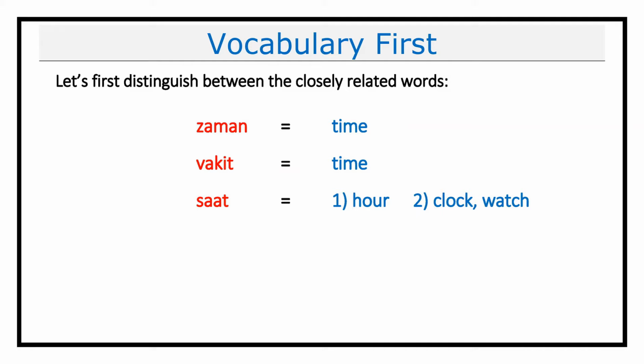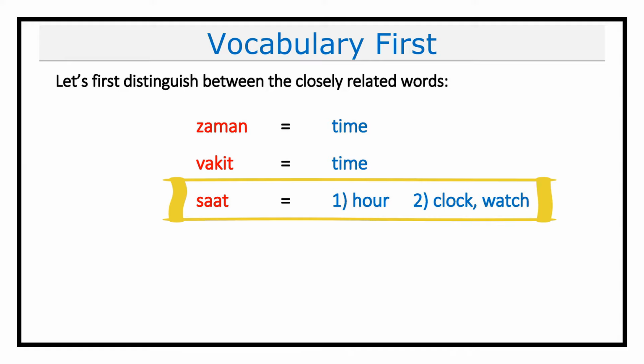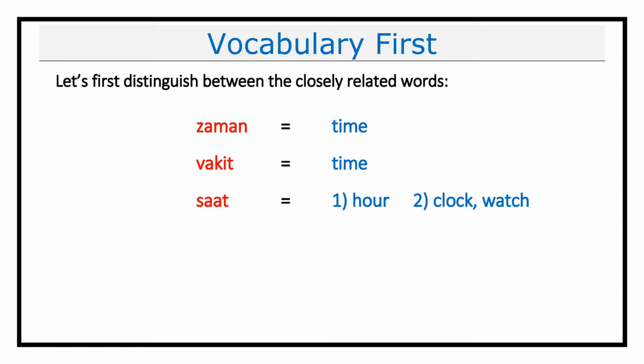Before explaining the rules, let's clarify some vocabulary. When we ask the time in English, we use the word time in the sentence. In Turkish, the word time can be translated either as zaman or vakit, but none of them is used when asking the time in Turkish. Instead, we use the word saat, which has two different meanings. One possible meaning of saat is hour, while the second meaning is clock or watch. So don't forget, when asking and telling the time in Turkish, we use the word saat rather than zaman or vakit.